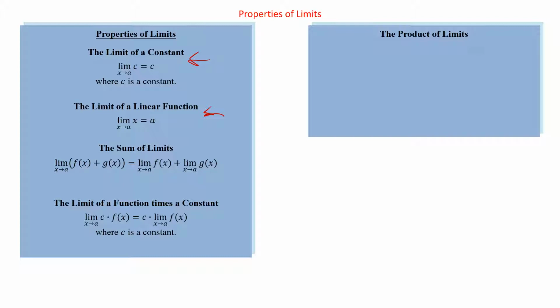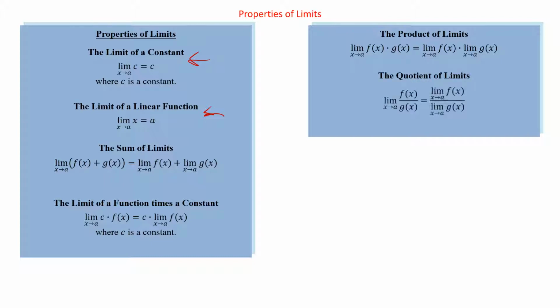Couple more. Product of limits. If we're multiplying things, we can multiply the limits. So if we have, say, the limit of x times x, which is x squared, that's the limit of x times the limit of x. So that works out. And then quotient of limits is the same, with the exception that the denominator can't equal 0, because then you get weird stuff like what we were just looking at, where it could do a lot of different stuff.